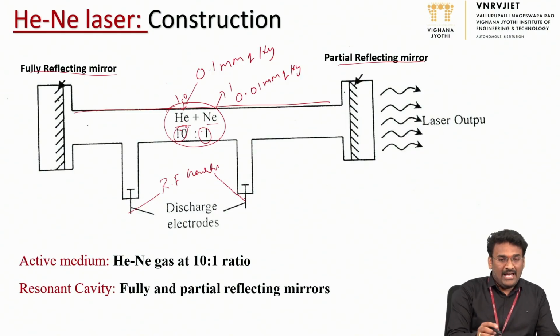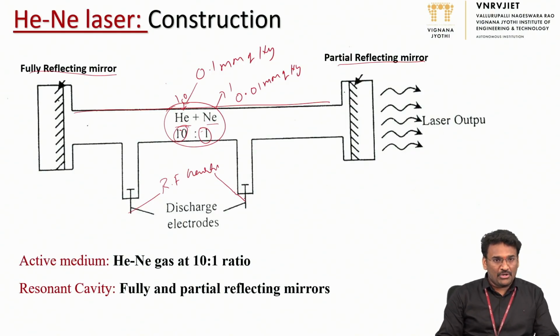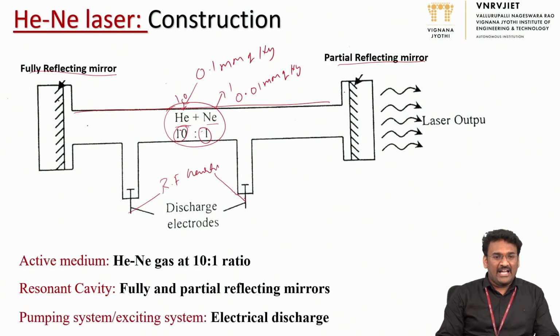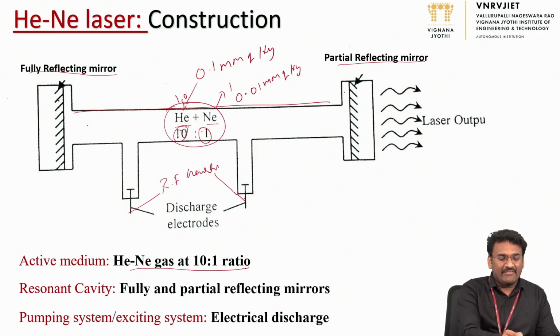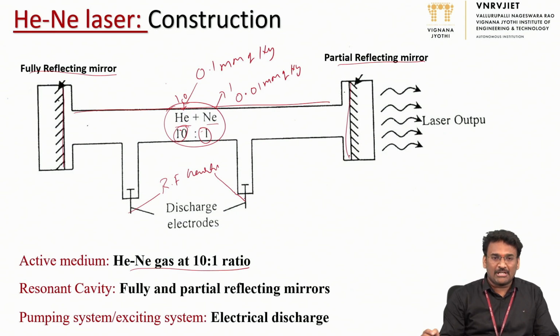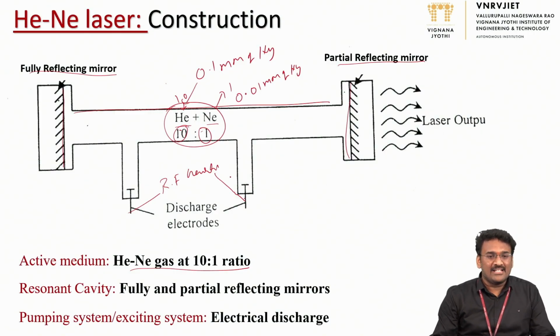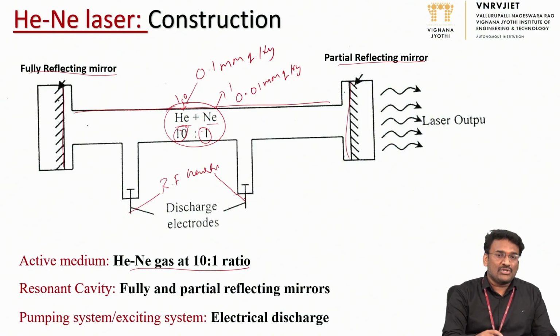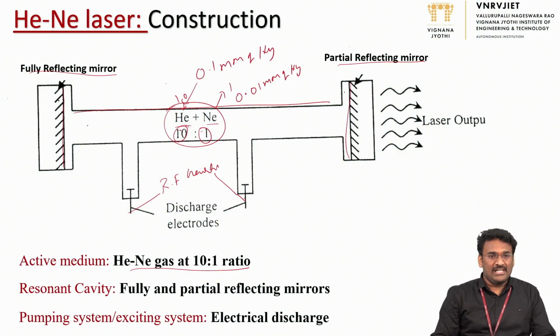Now here, as I said, 3 parameters are important to produce any laser. The active medium, that's the helium neon gas; the resonant cavity, the mirrors, one fully reflecting and the other partially reflecting, for amplification purpose; and another one, the pumping system, which is an electrical discharge. This is the simple construction of the helium neon laser.